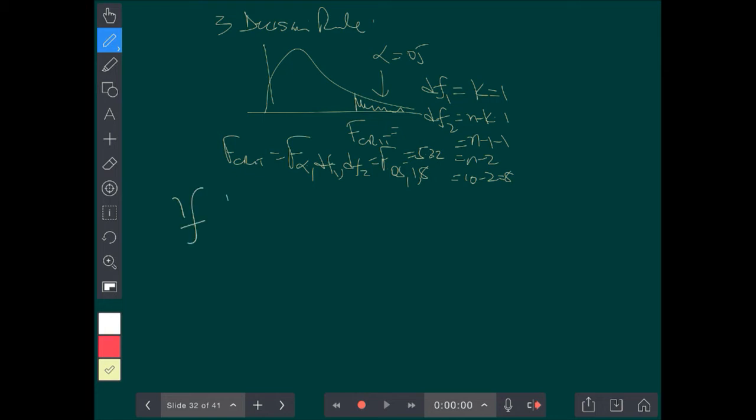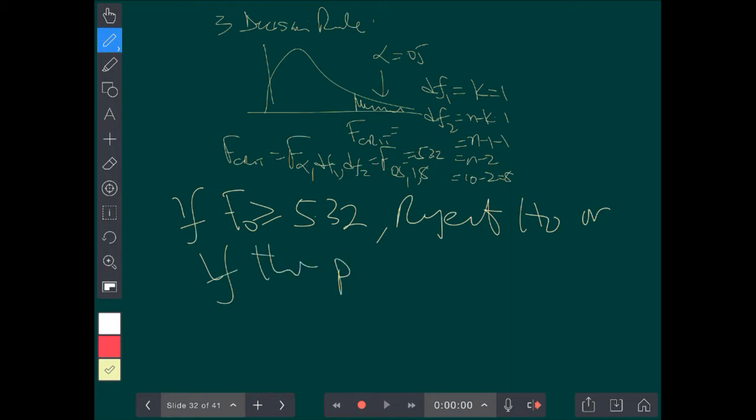So if our F observed is greater than or equal to 5.32, reject H0, or if the p-value is less than 0.05, reject H0. Cool? All right.